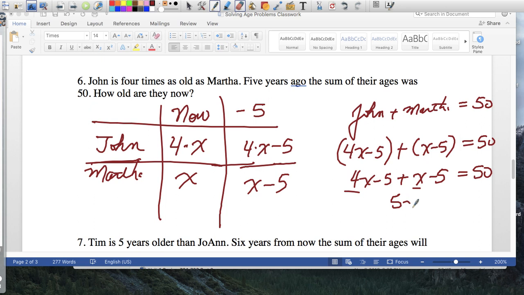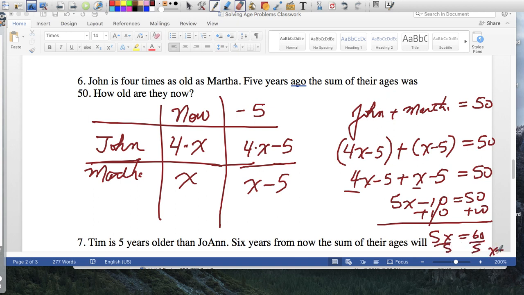4X and X is 5X. Minus 5 and minus 5 is minus 10 equals 50. Plus 10 on both sides. We get that 5X equals 60. And divided by 5, X equals 12.